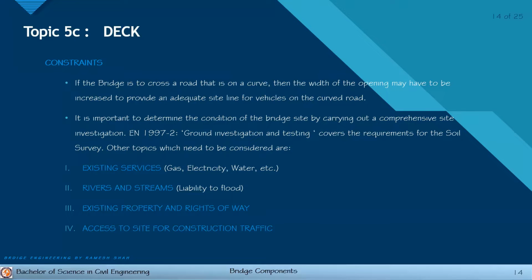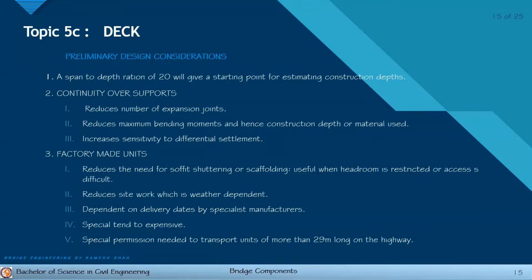Pero as far as I know, itong number 2, liability to flood, hindi naman ito natin mapipigilan, ang rivers and streams. So, it is also important to prepare na lang talaga if we are assigned on the said project or we are the project team leader. And so also here the preliminary design considerations. So kanina meron tayong constraints. Yan naman, we have here the preliminary design considerations.